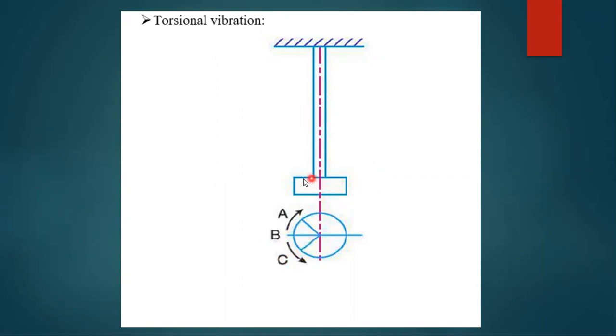So just imagine this as a disc or a rotor. Actually, what happens here is, consider this B point as the mean position. When the disc or rotor twists, the point B will be moving to an extreme point A in clockwise direction. After that, it will be returning back to point B and then it will be moving to point C, another extreme position.